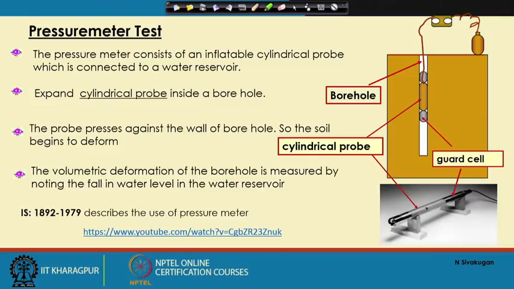The volume of deformation of the borehole is measured by the fall of the water, because we have attached it to the reservoir. So the borehole deformation is measured by the water level difference of the water reservoir. So that is the typical description of this pressure meter. This is the IS code which describes the use of the pressure meter.